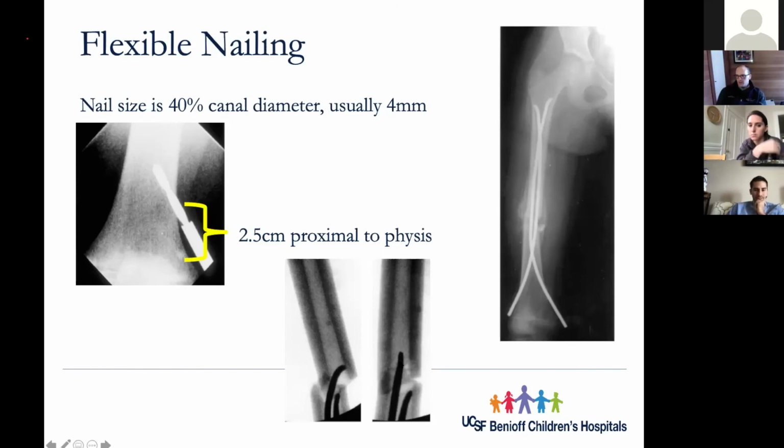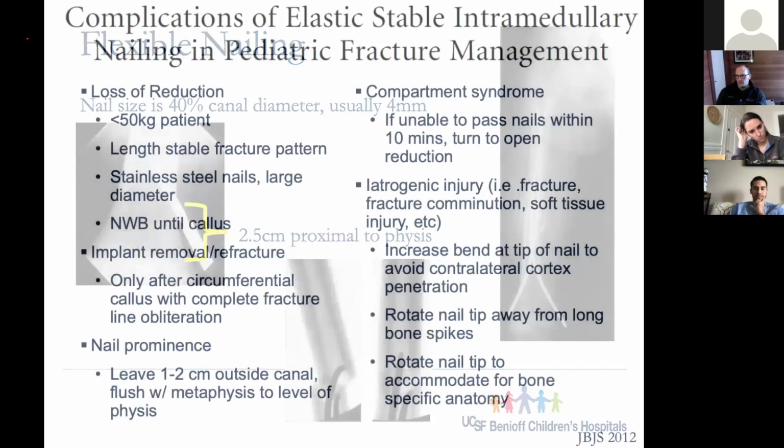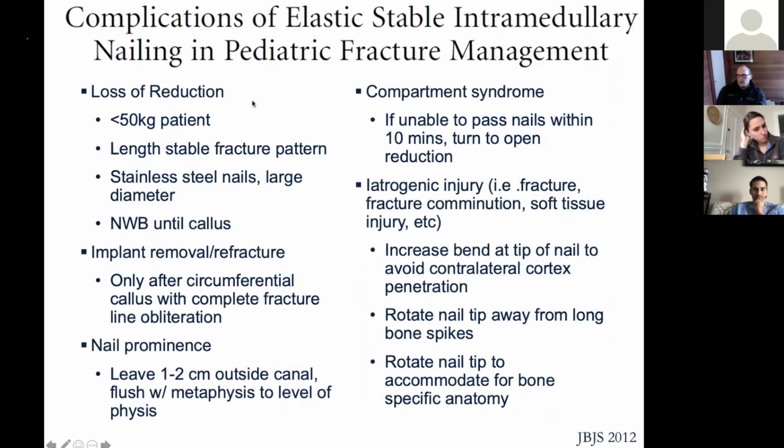You can use the flexible nails as a reduction aid. For those that have used the ugly finger or the traction or the internal device on the guide wire for your femur fracture, you can use that to help guide your guide wire past. You can also do that just with your flexible nails here. So it's a nice little trick when you're doing the case. And it's about 2.5 centimeters proximal to the physis.